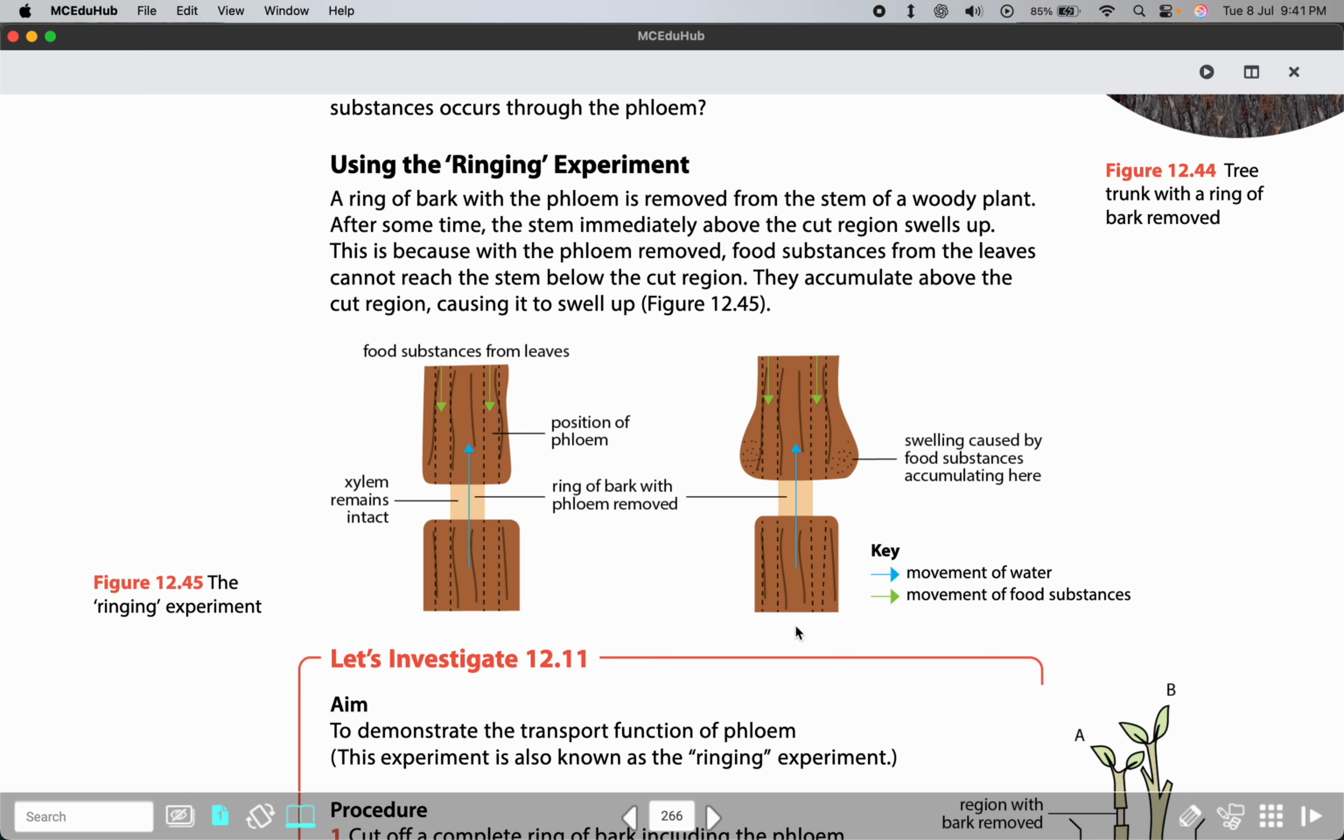So movement of water is still going to happen, and this will allow the plant to survive for maybe a few weeks, maybe a few months, depending on how durable the plant is. But eventually, if this is a big part of the tree trunk, then yes, it will cause the roots to die. Because the roots don't have enough food, and without energy, the roots are not able to do their respiration, and then the whole plant starts to die.